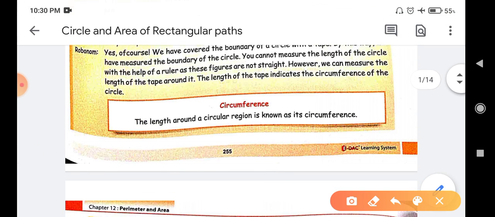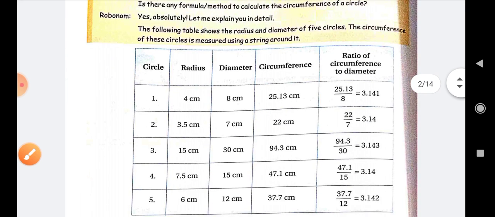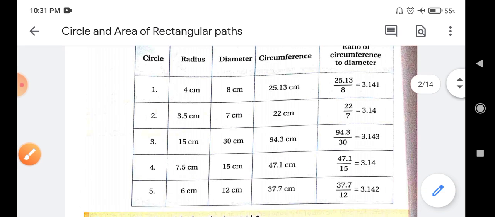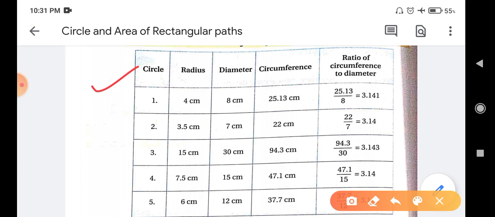Here you are given the meaning of circumference: the length around a circular region is known as its circumference. Now we are given a table with 5 circles, 1, 2, 3, 4 and 5, and their radii are also given. One circle's radius is 4 centimeter, the second circle's radius is 3.5. In this way we are given the radius in this column.